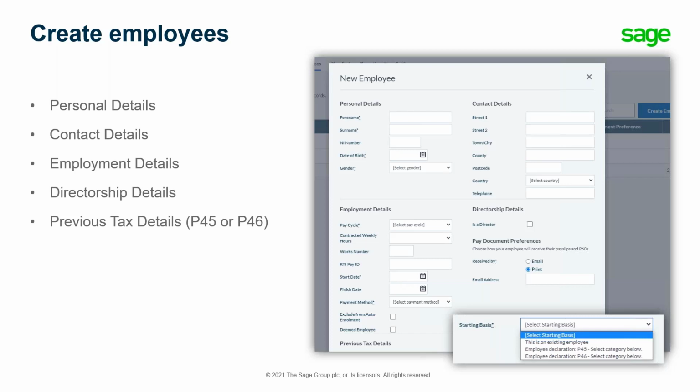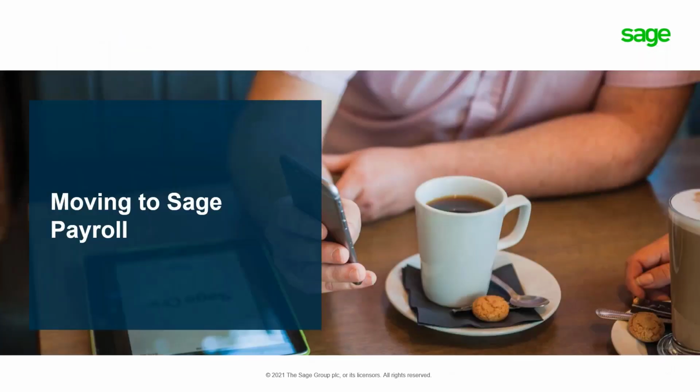P45 or P46, also known as a starter checklist. Or if you were moving over a payroll at the start of the year and didn't need any opening balances, you would choose the existing employee option when you set up the employee. So we went with that option first because it's the most simple and it gives you a good look at pay calendars and employee details.